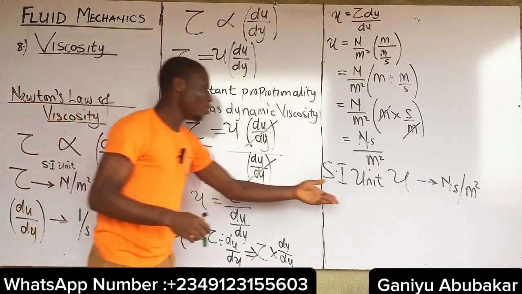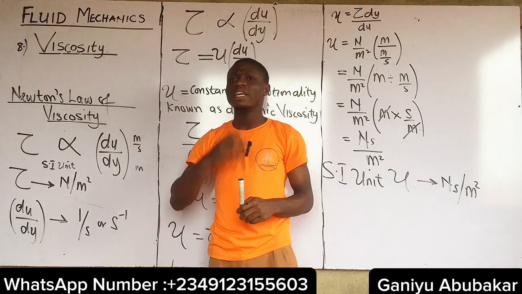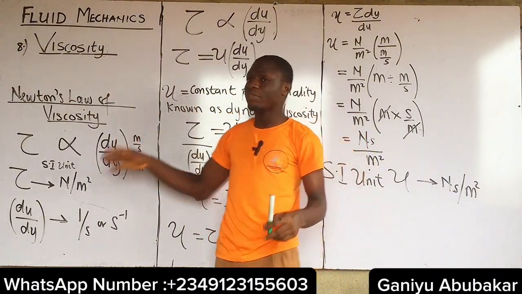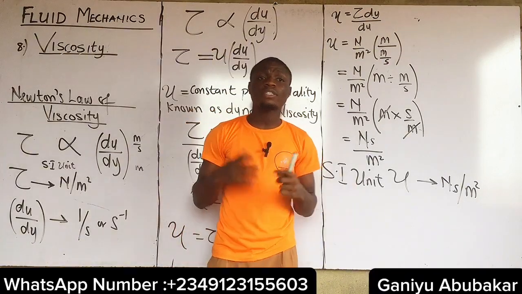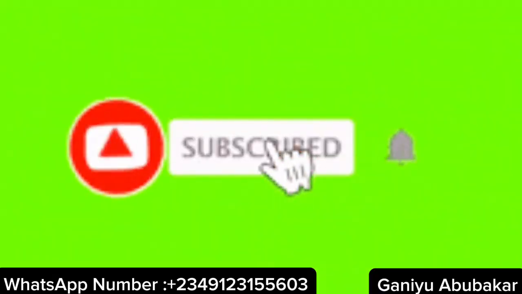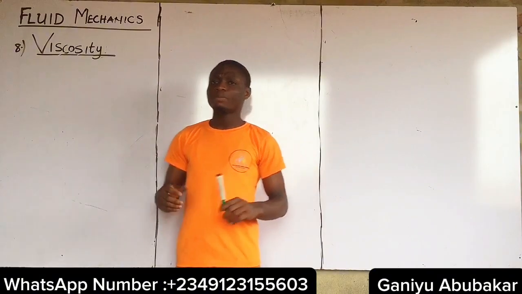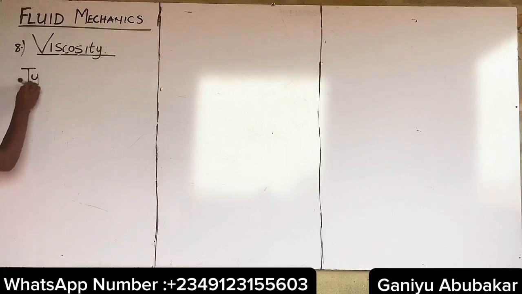So this is how to get the SI unit. Very important when it comes to fluid mechanics, SI units can be confusing, so I'll take my time to break them down step by step. At this point, let's discuss types of viscosity and let's see what we can do.